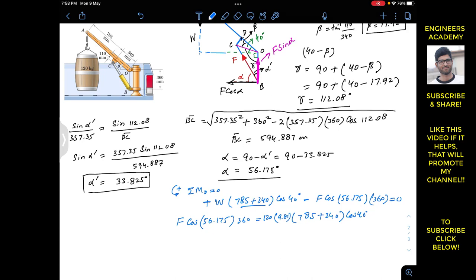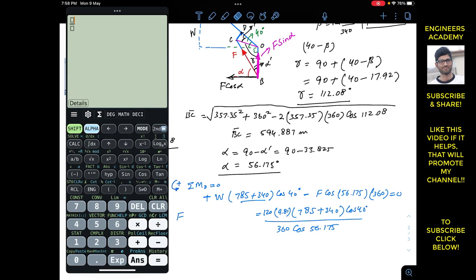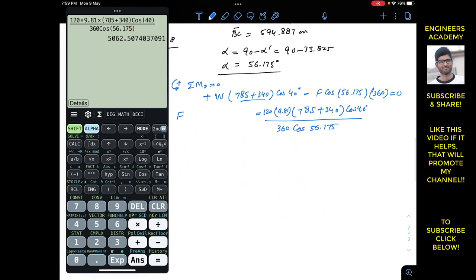And now if we divide both sides of the equation by cos of this angle, cos 56.175, we will be left with 360 into F. And if we divide both sides of the equation by 360, we will have the equation like this. So the force is equal to this ratio. Now we have to find this. This is 120 multiplied by 9.81, multiplied by 785 plus 340 cos of 40, divided by 360 cos of 56.175. So this gives us force F equal to 5062.507 newtons.